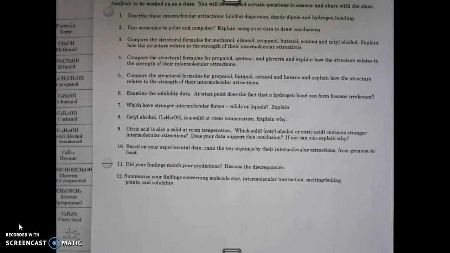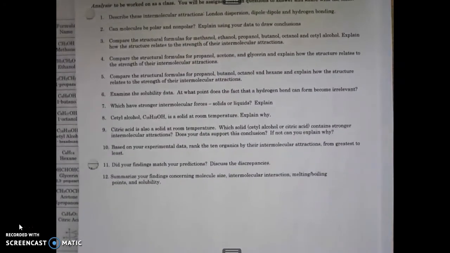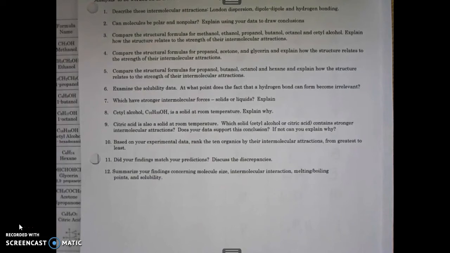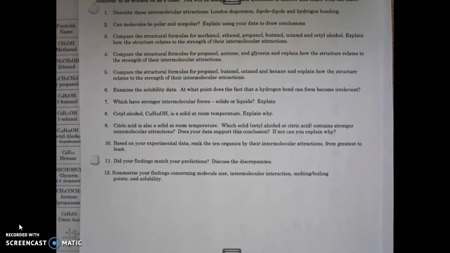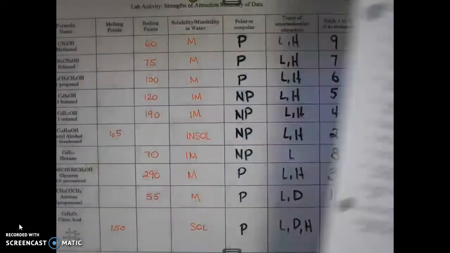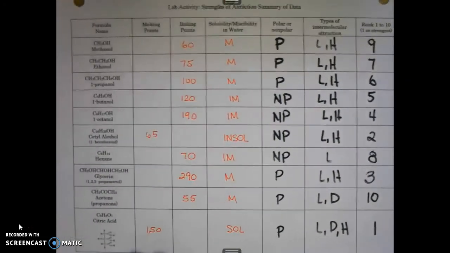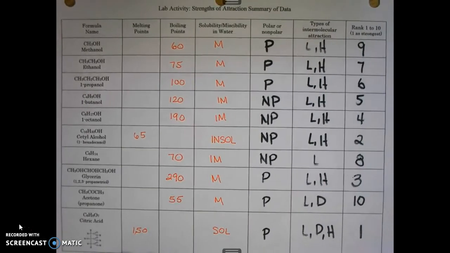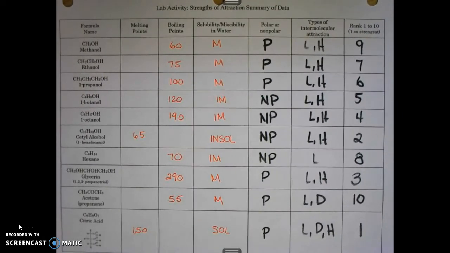Number 12 is the big one. Summarize your findings based upon the data in terms of molecular size, intermolecular attractions, melting point, boiling point, and solubility. What I don't need you to do is talk about each molecule individually. What I want you to do is talk about solubility. How does the size of the molecule impact solubility? How does the presence of one or more hydroxyl groups or one or more ketone groups affect solubility? That's really what I want you to do.